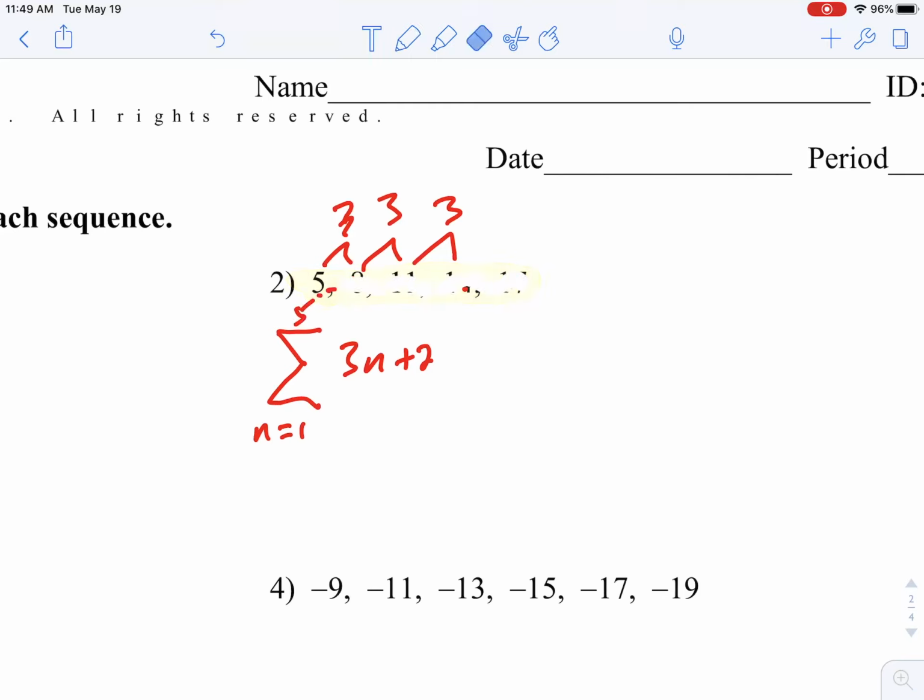So here, this isn't the focus for today. I'm just throwing this out there. This is a sigma notation for that number pattern. Now you can check it.